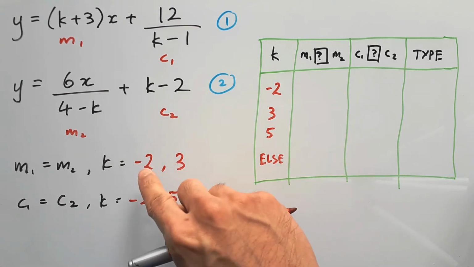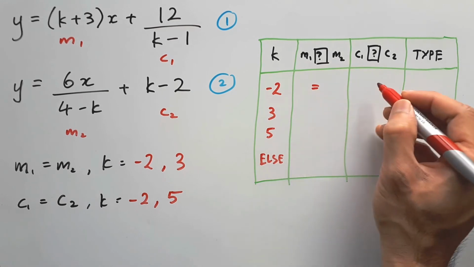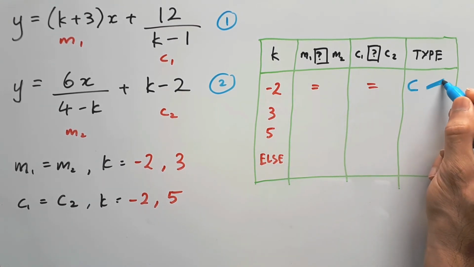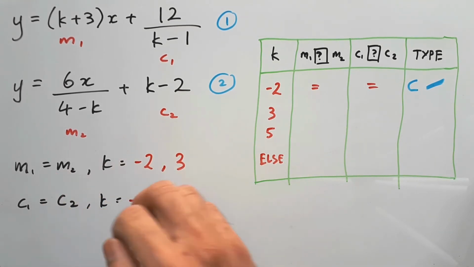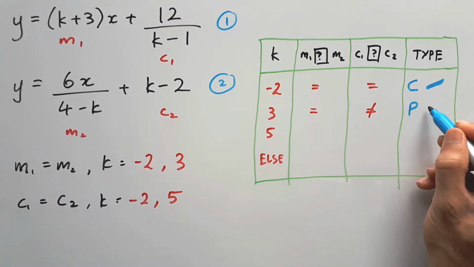Alright, so when k is negative 2, we can see that m1 will equal m2 and c1 will equal c2. And since everything matches, this must mean the two lines are coincident with each other. When k is positive 3, only the slopes match. The y-intercepts don't. There is no solution there for it. And so this would be the parallel case.